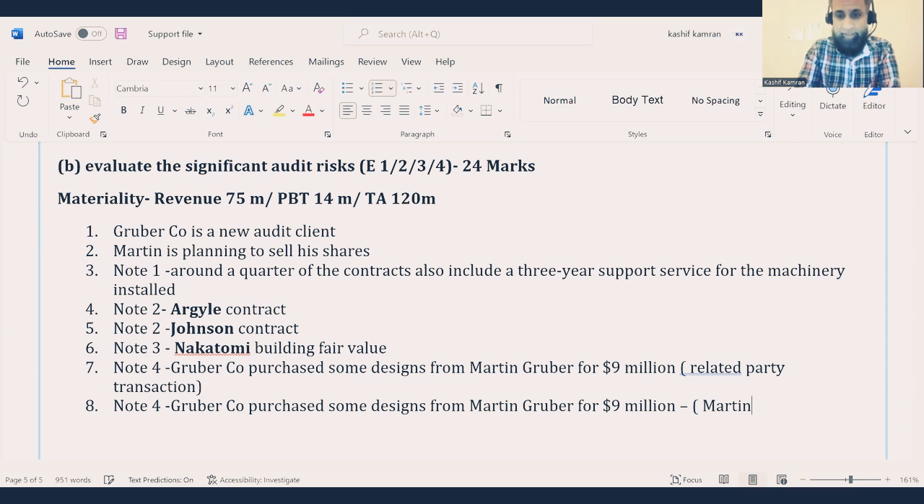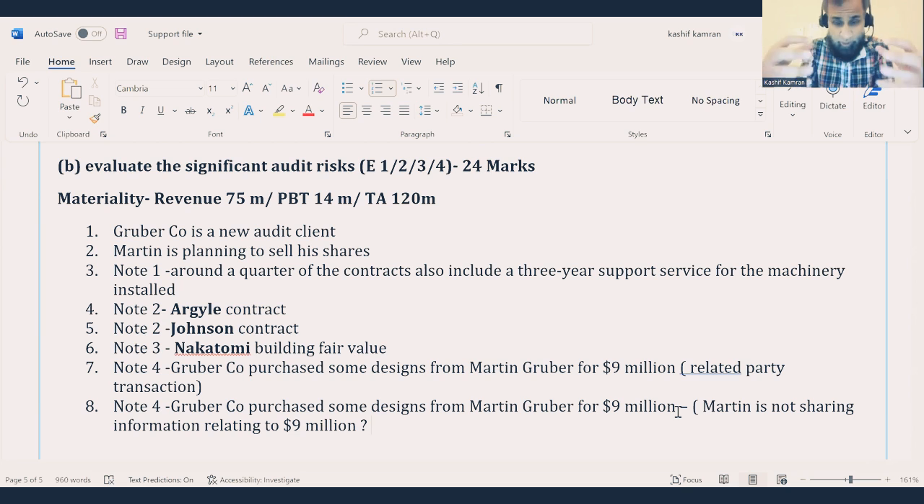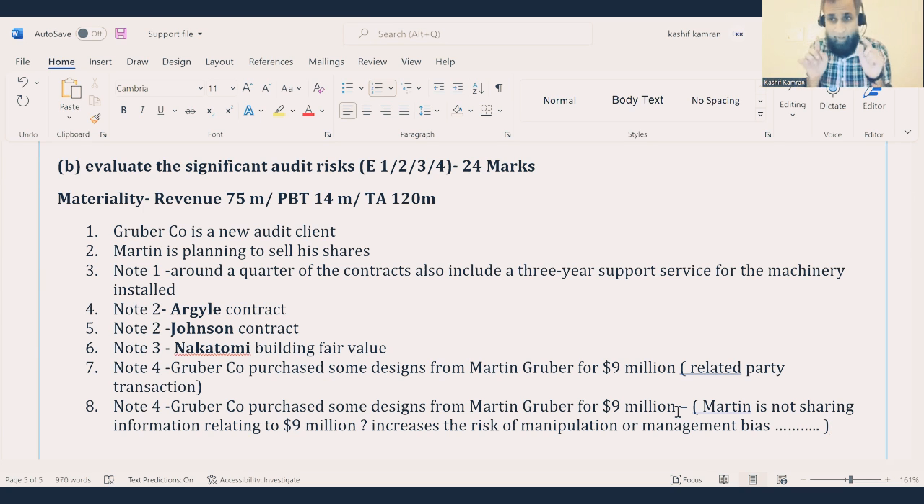Martin is not sharing information relating to $9 million, which increases the risk of manipulation or management bias, etc. And you continue. I think there are two risks in note number 4. One risk is the related party transaction and the disclosure. One risk is the attitude of Martin.